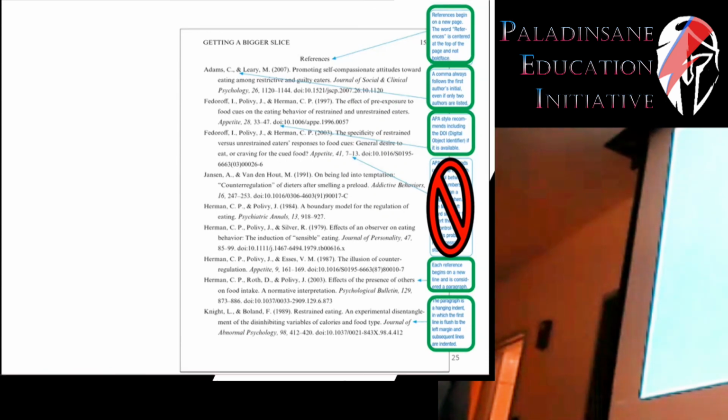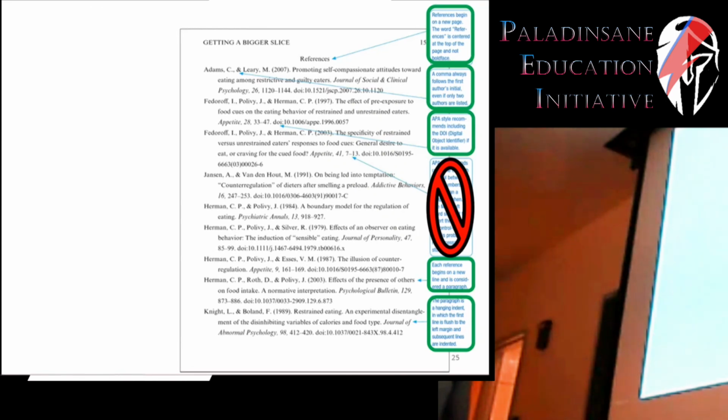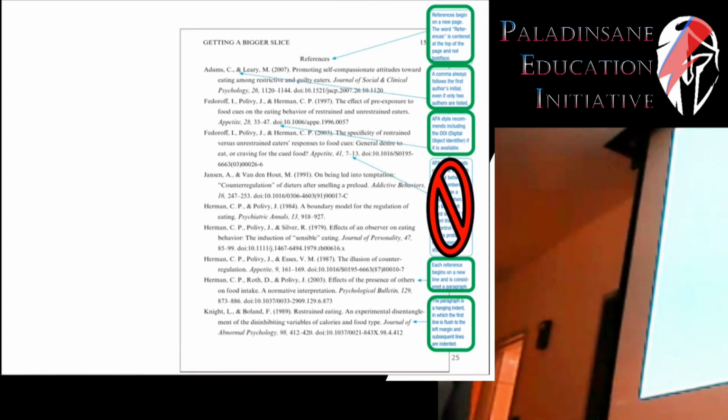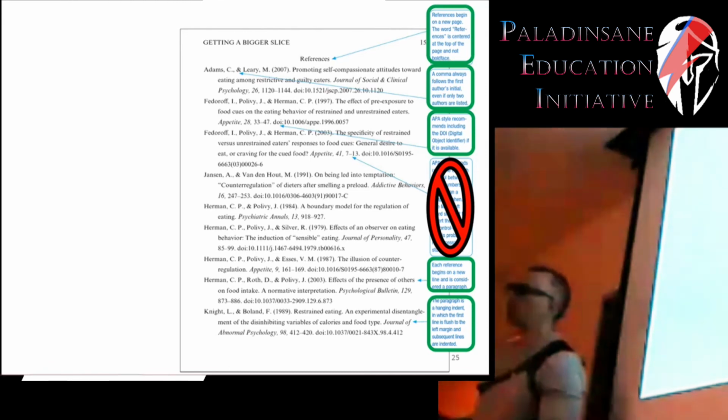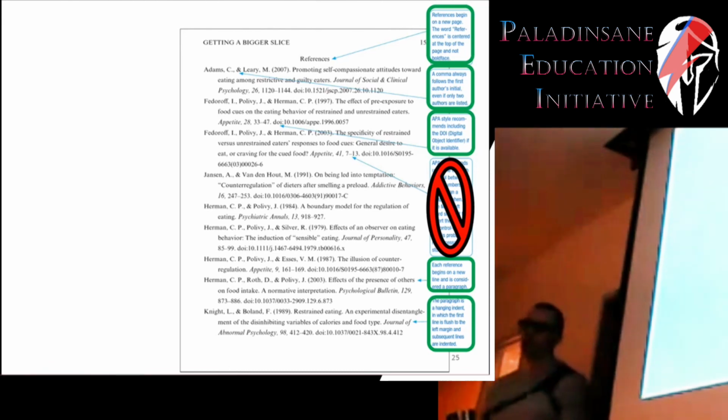So we see here Herman. All right, we go to Pahlavi and Pahlavi. Okay, we go to nothing versus silver. Nothing comes before silver. So Herman and Pahlavi 1984 comes before Herman, Pahlavi, and silver 1979. So make sure that you have them in the correct order.